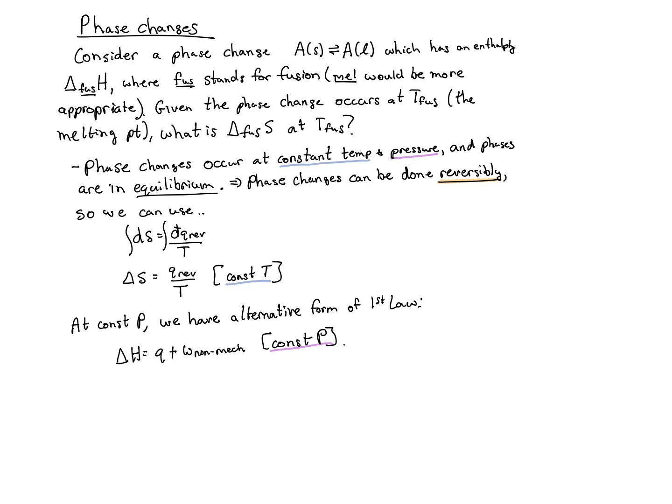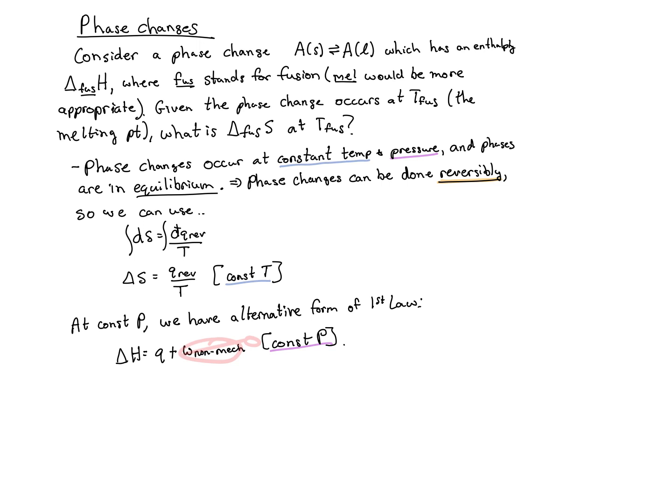Okay, so the solution here is, at constant pressure, where you have this key result where delta H is Q plus non-mechanical work. So again, we can just use this. There's no non-mechanical work here. We can envision just doing this process by flowing heat to and from the surroundings. We don't need to envision any non-mechanical work.